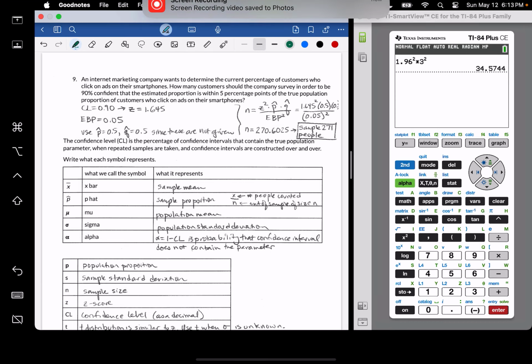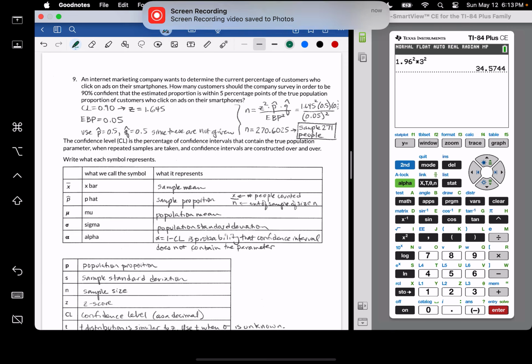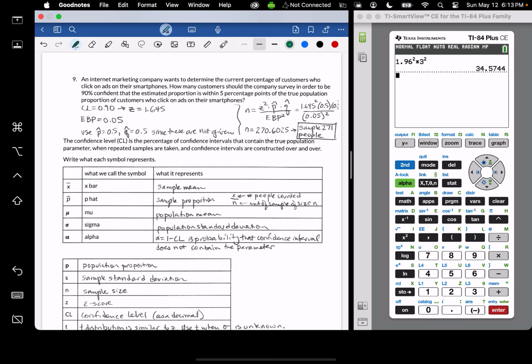All right, so an internet marketing company wants to determine the current percentage of customers who click on ads on their smartphones. How many customers should the company survey in order to be 90% confident that the estimated proportion is within 5 percentage points? Okay, EBP is 0.05. Confidence level is 0.90.